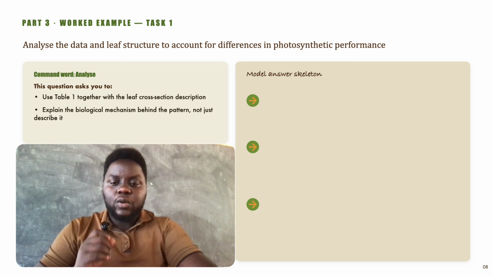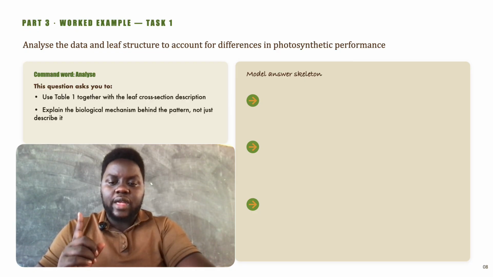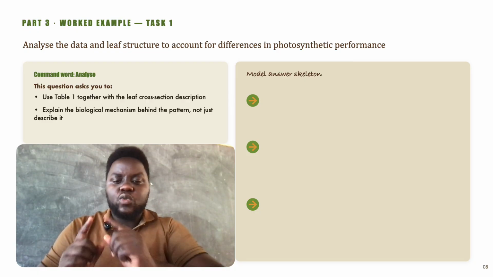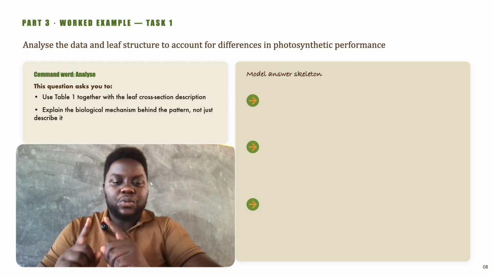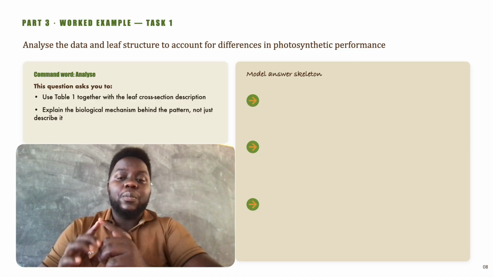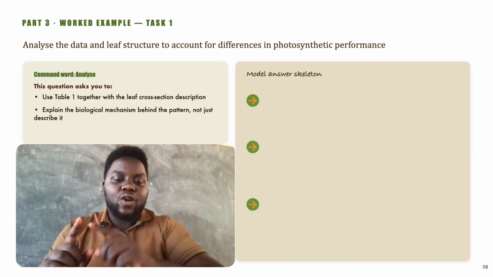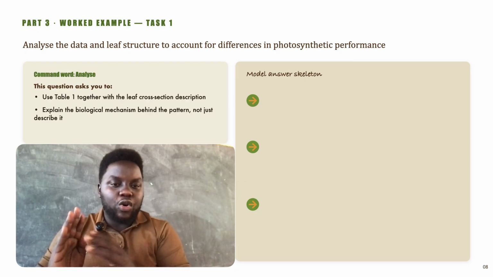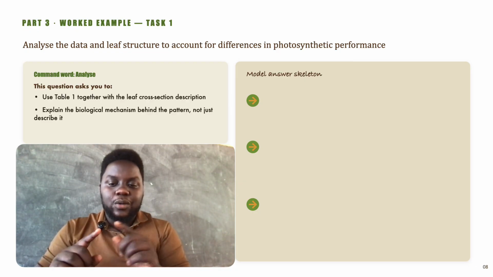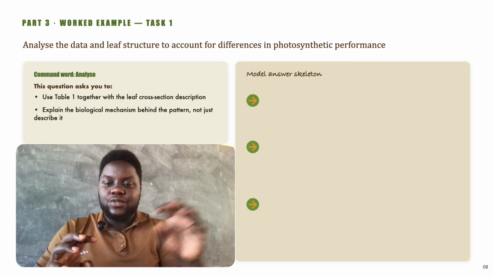Now, the question is telling you, it wants you to use table 1 together with the leaf cross-section, not one or the other, but both. It wants the biological mechanism behind the pattern, not just a description of it. And it wants you to compare both the crops across all 3 conditions. Do not only use the extreme one. Use all the 3 conditions, because using all the 3 is what gives you the patterns.